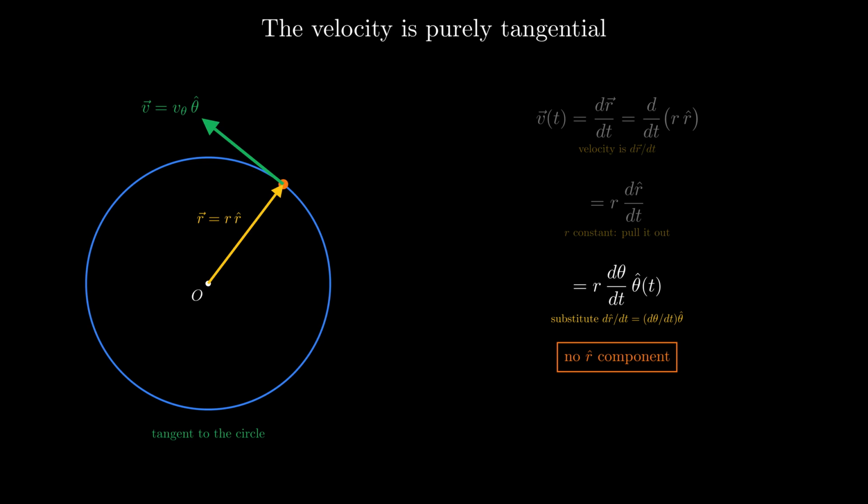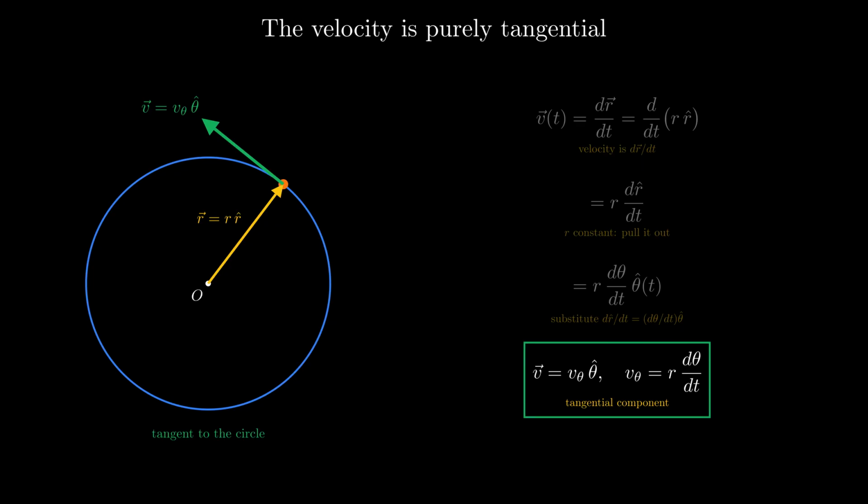We name the tangential component v sub theta. So v sub theta equals r times d theta dt. The velocity vector is v sub theta times theta hat. The radius sets the scale, and the d theta dt, the rate the angle sweeps, sets how fast the object moves along the curve. Two final definitions tie it together.